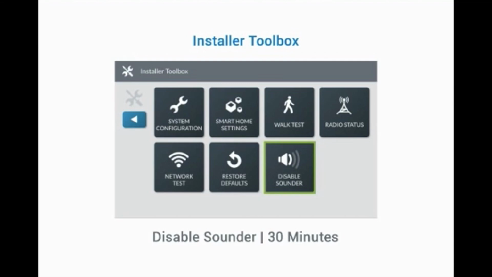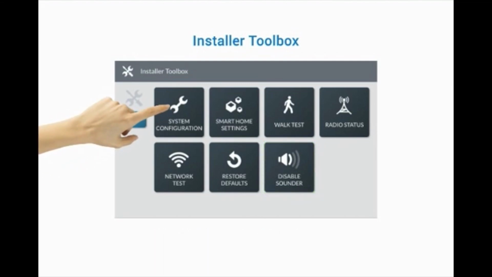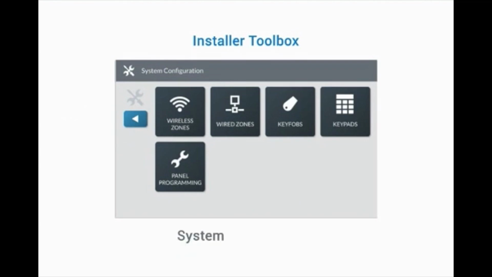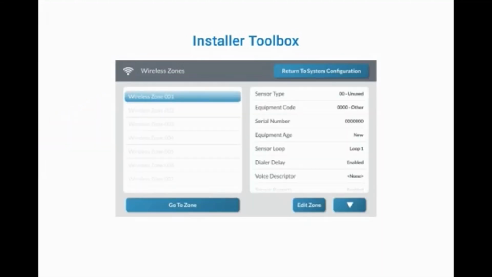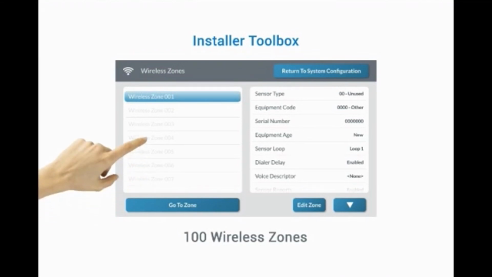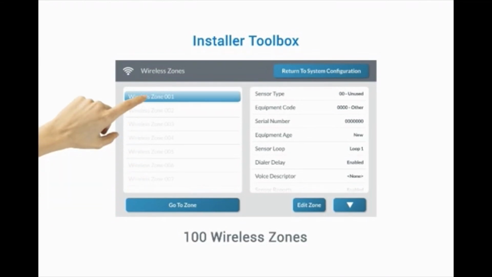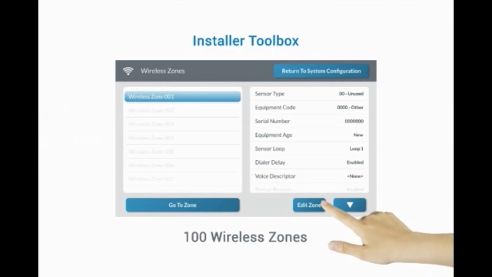Begin by pressing System Configuration. System Configuration is divided into 5 sections: wireless zones, wired zones, key fobs, keypads, and panel programming. Press Wireless Zones. The GC3 has 100 wireless zones. Select a wireless zone by scrolling through the left column. Once selected, press Edit Zone, or press one of the configuration options in the right column.